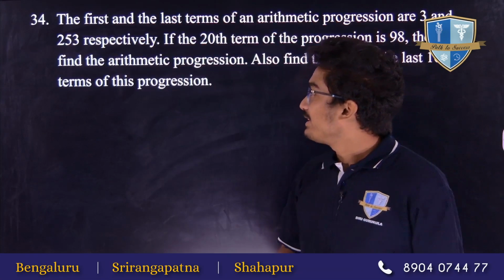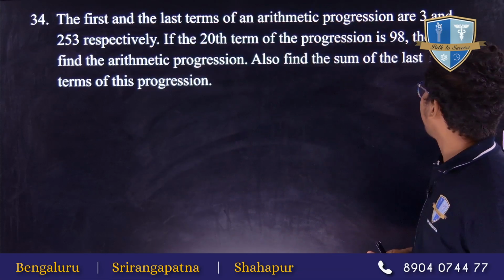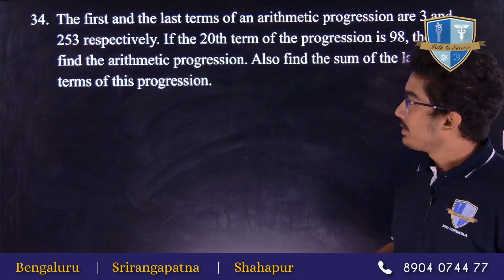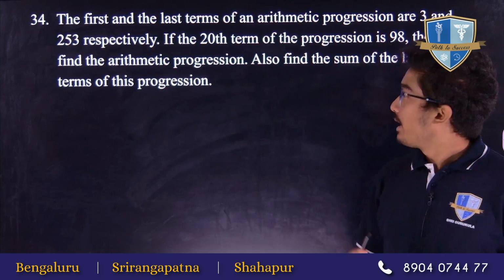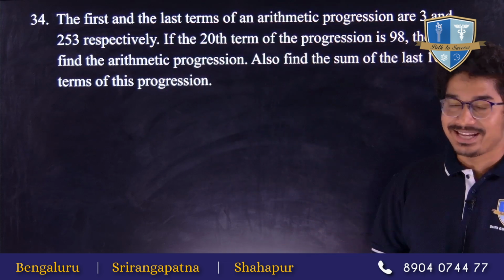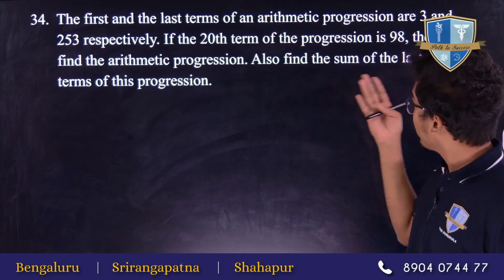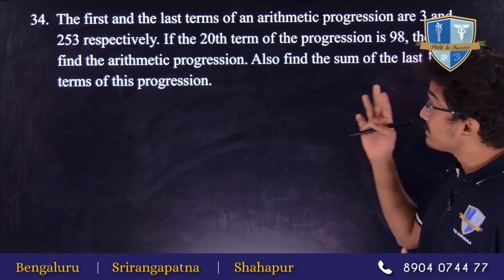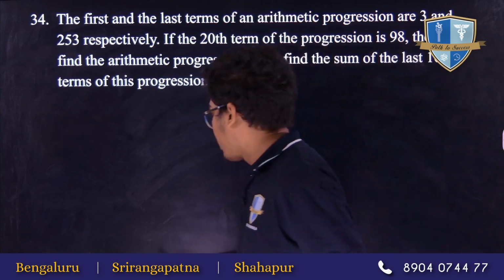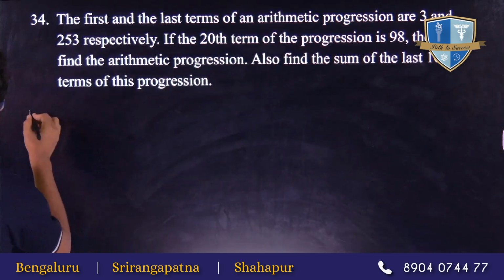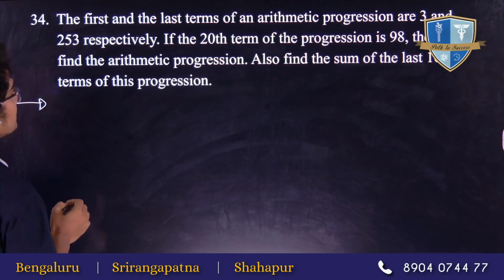So next question is, the first and the last term of an arithmetic progression are 3 and 253 respectively. If the 20th term of the progression is 98, then find the arithmetic progression and also find the sum of the last 10 terms of the progression. So to solve this question, first, what is given? Given things is first term.